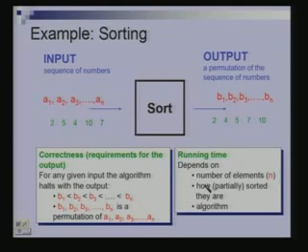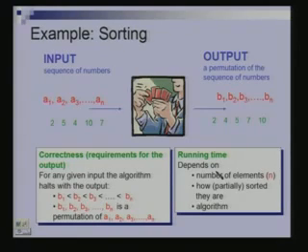Okay, clearly the running time will depend upon how many elements there are, and quite often it depends upon how sorted these numbers were. If they were already almost sorted, then perhaps your algorithm is not going to take a long time. Of course, it also depends upon what particular algorithm you are using, right? So the running time would depend upon all of these factors.